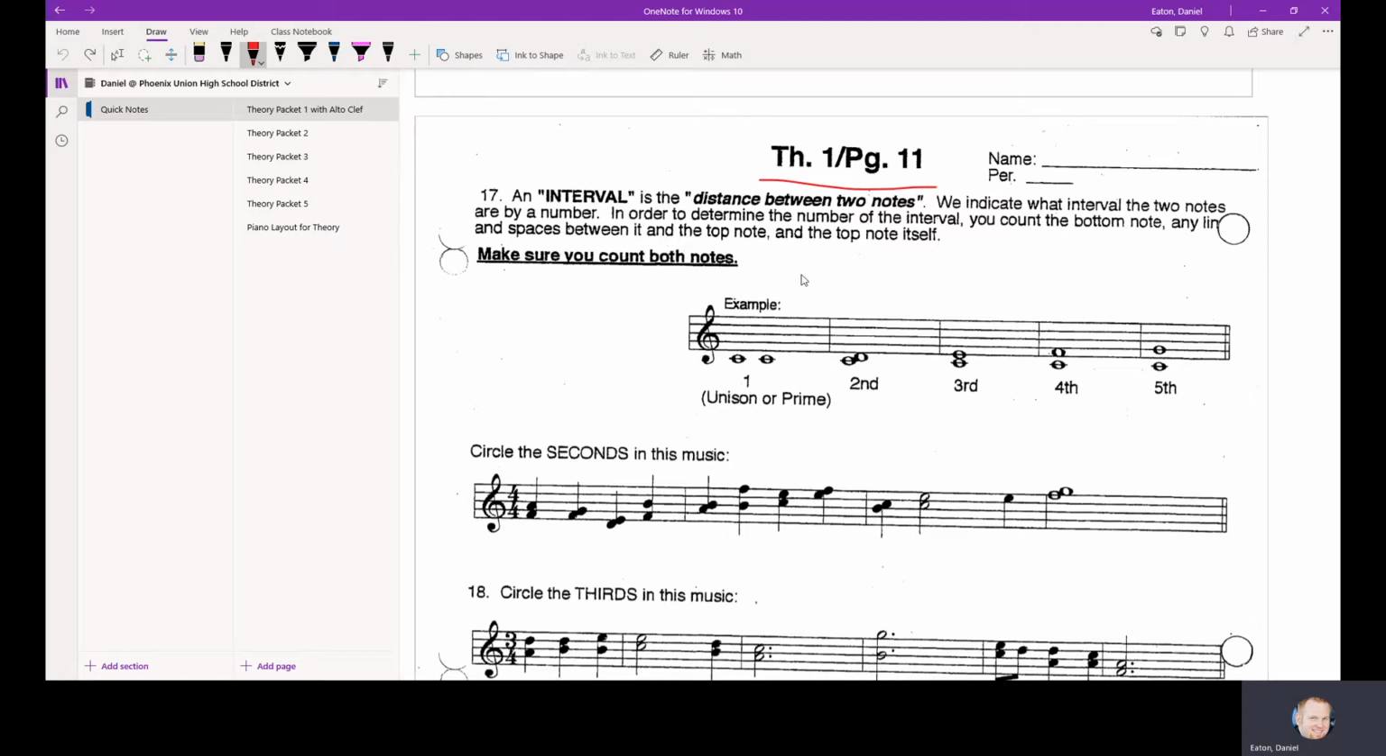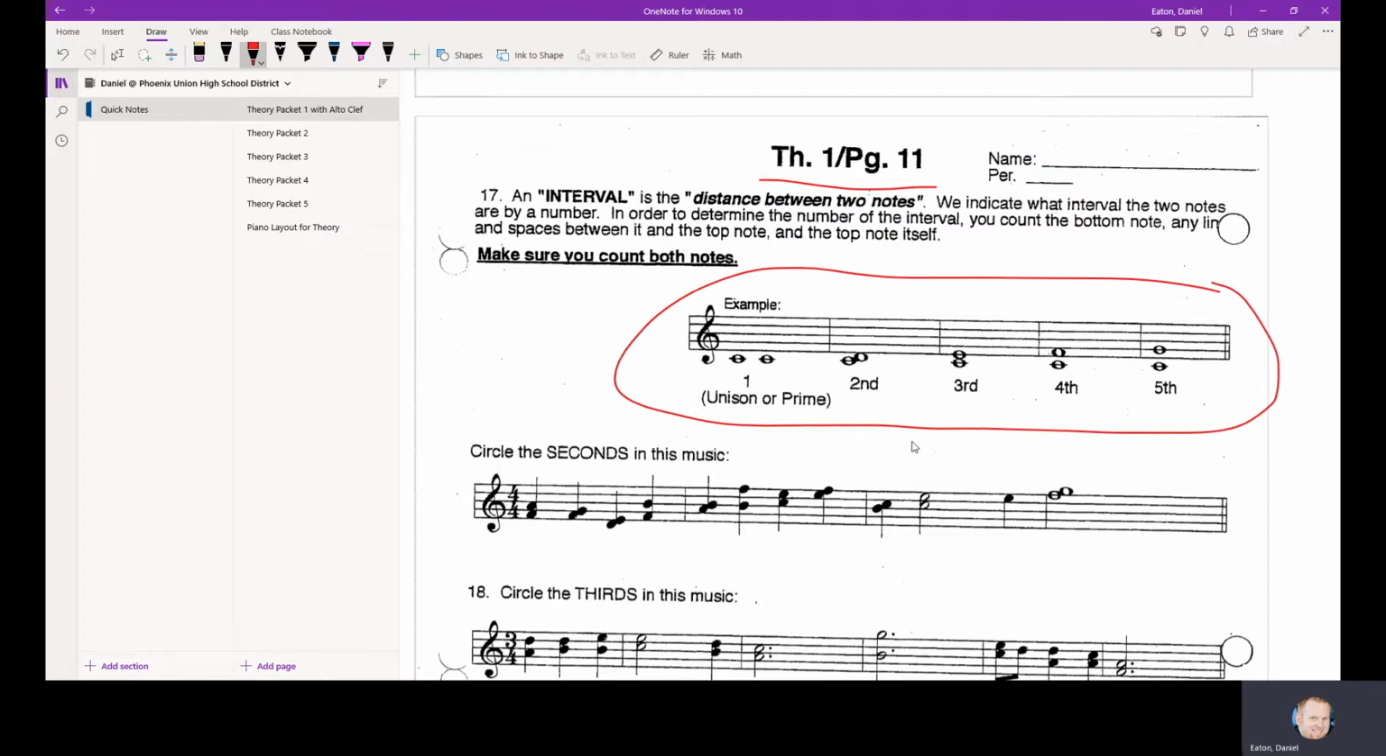An interval is the distance between two notes. I'm going to read this again so you understand this concept. An interval is the distance between two notes. Distance between two notes, that's important. We indicate what interval the two notes are by a number. In order to determine the number of the interval, you count the bottom note, any lines and spaces between it, and the top note itself. This chart right here is going to be crucial for you to memorize, commit to memory, so you understand how the interval relationships work.